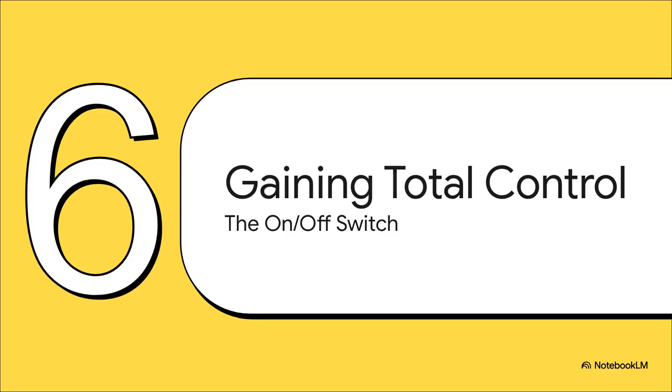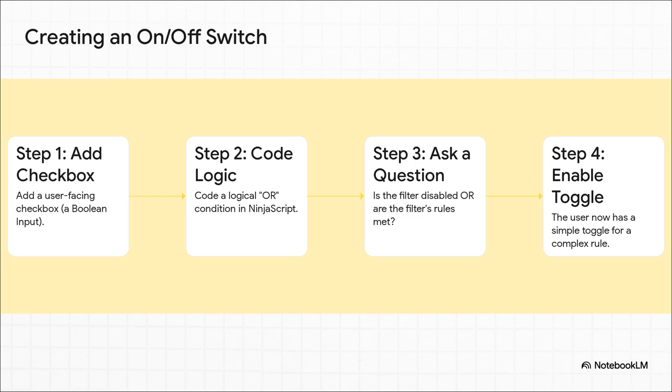So once we're in the code, the possibilities just explode. We can add all kinds of powerful features that were impossible in the Builder, like a super simple on-off switch for our entire filtering system. The logic behind this is actually surprisingly clever. All you do is give the user a simple checkbox. In programming, that's called a Boolean. It's just true or false.